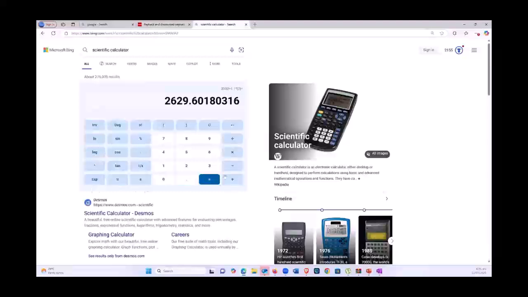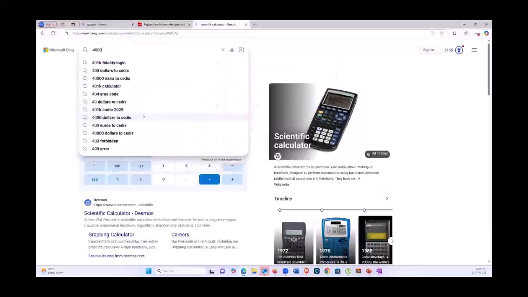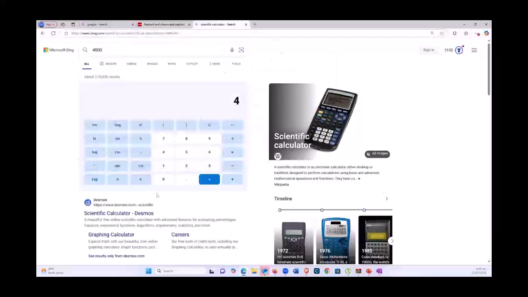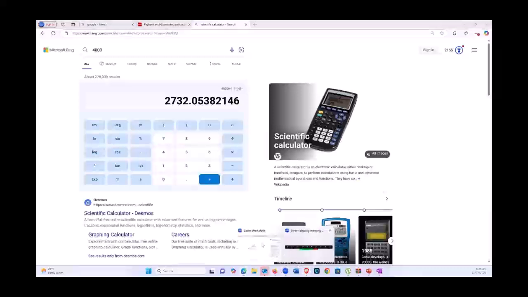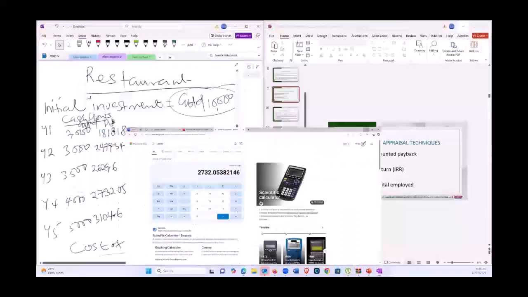Okay. Then year 4. Year 4 is 4,000, right? So 4,000 divided by 1.1 raised to the power 4 is 2732.05. Yes, sir. Okay, so it settles it.